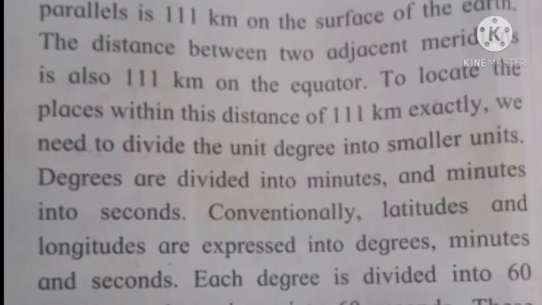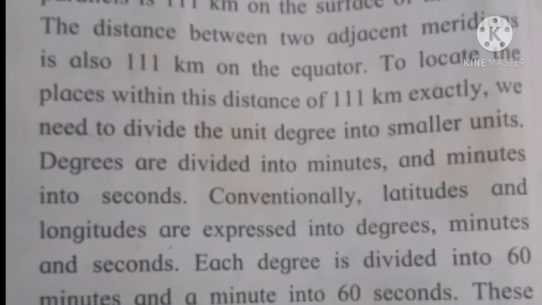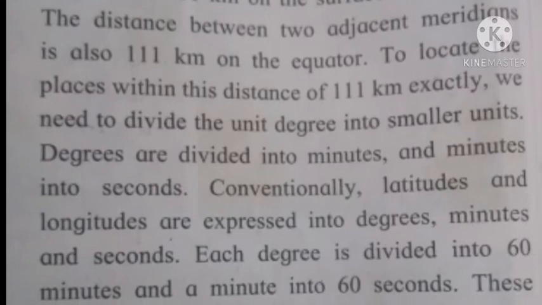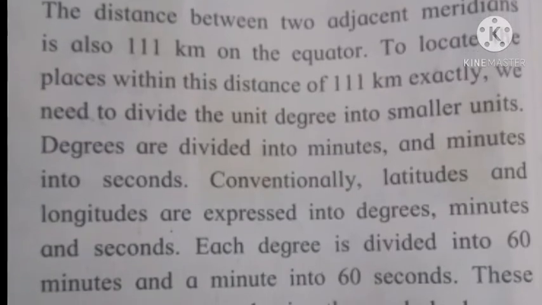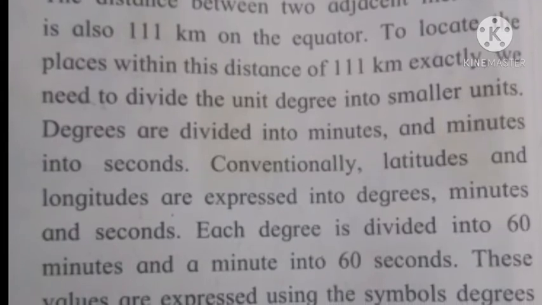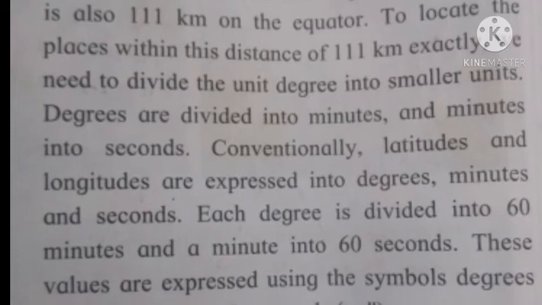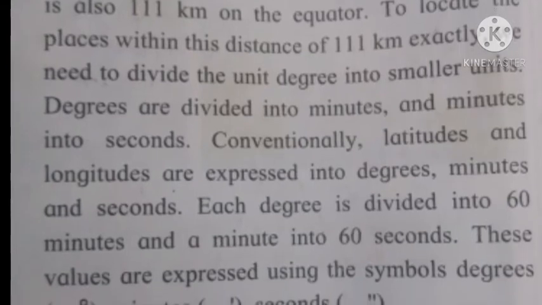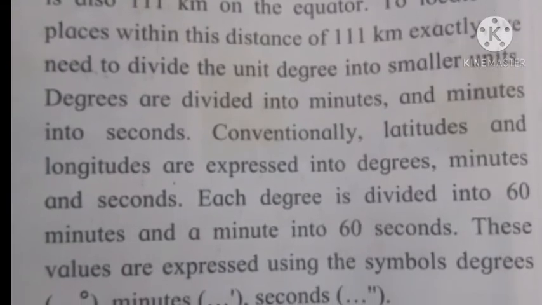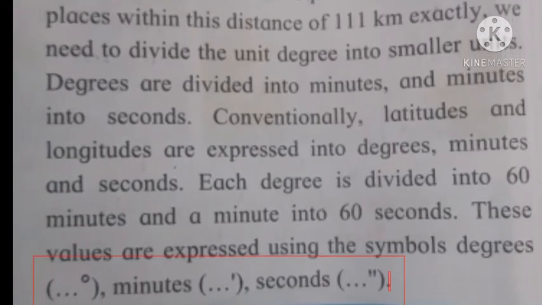To locate places within the distance of 111 kilometers exactly, we need to divide the unit degree into smaller units. Degrees are divided into minutes and minutes into seconds. Conventionally, latitudes and longitudes are expressed in degrees, minutes and seconds. Each degree is divided into 60 minutes and each minute into 60 seconds. These values are expressed using the symbols given below.